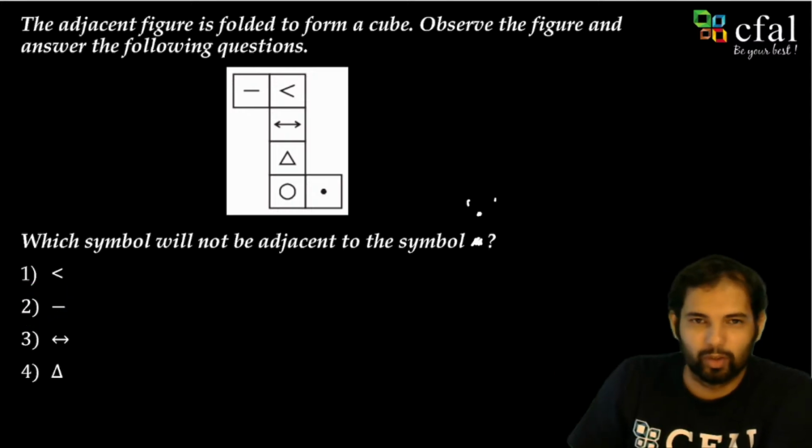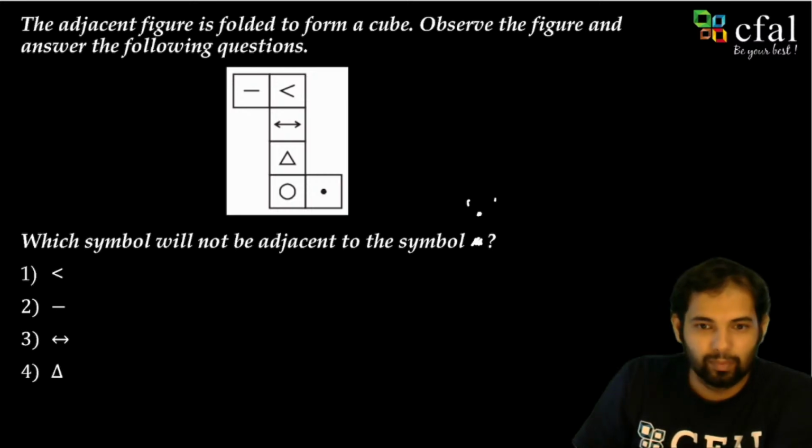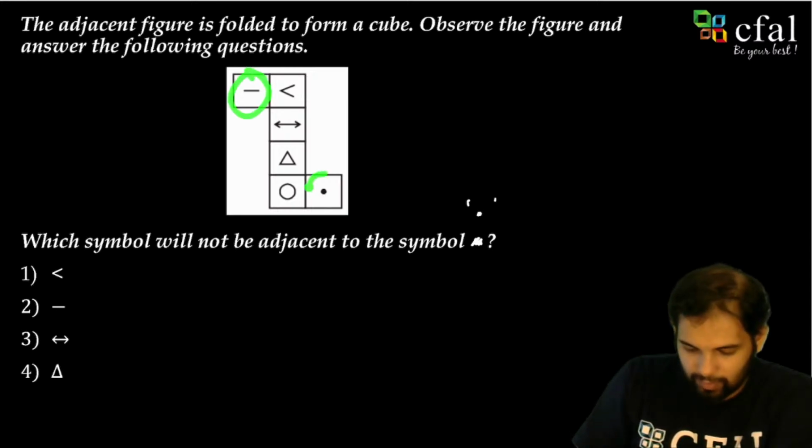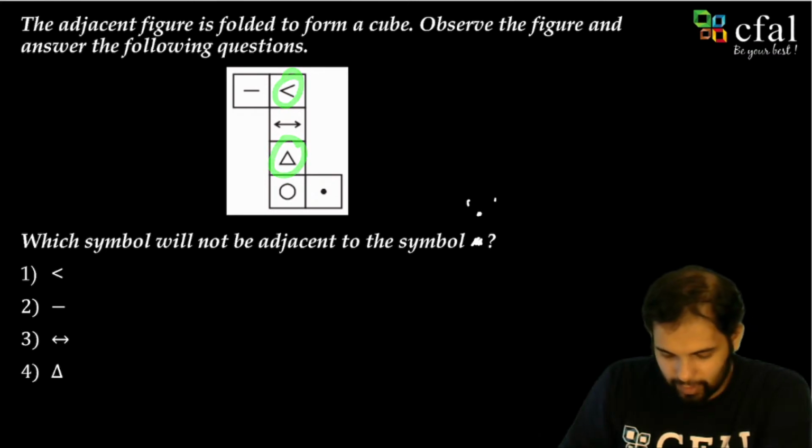Everybody got option 2, but how do we analyze this? Any ideas? Sir, there's a trick to do this. That minus will be opposite to the dot. The circle will be opposite to the arrow. Then the open triangle and the other one will be opposite. Okay, great, no problem.